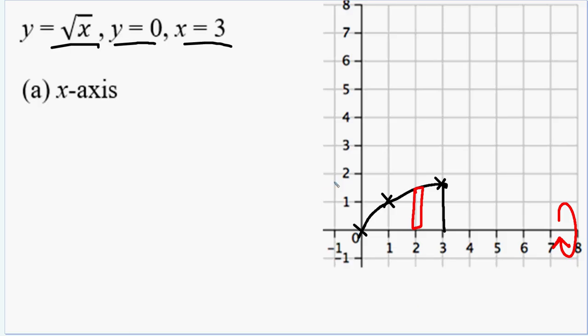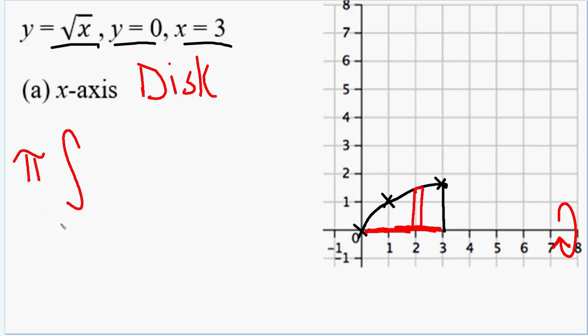The first thing we always ask ourselves is, is this disk method or washer method? And the bottom of our rectangle is always in contact with the axis of rotation. So this is going to be the disk method. So we're perpendicular to x, so everything is going to come from the x-axis. I'm going to put my integral symbol here. I'm going to get my pi out front. My lower bound comes from the x-axis, 0. My upper bound from the x-axis, 3.